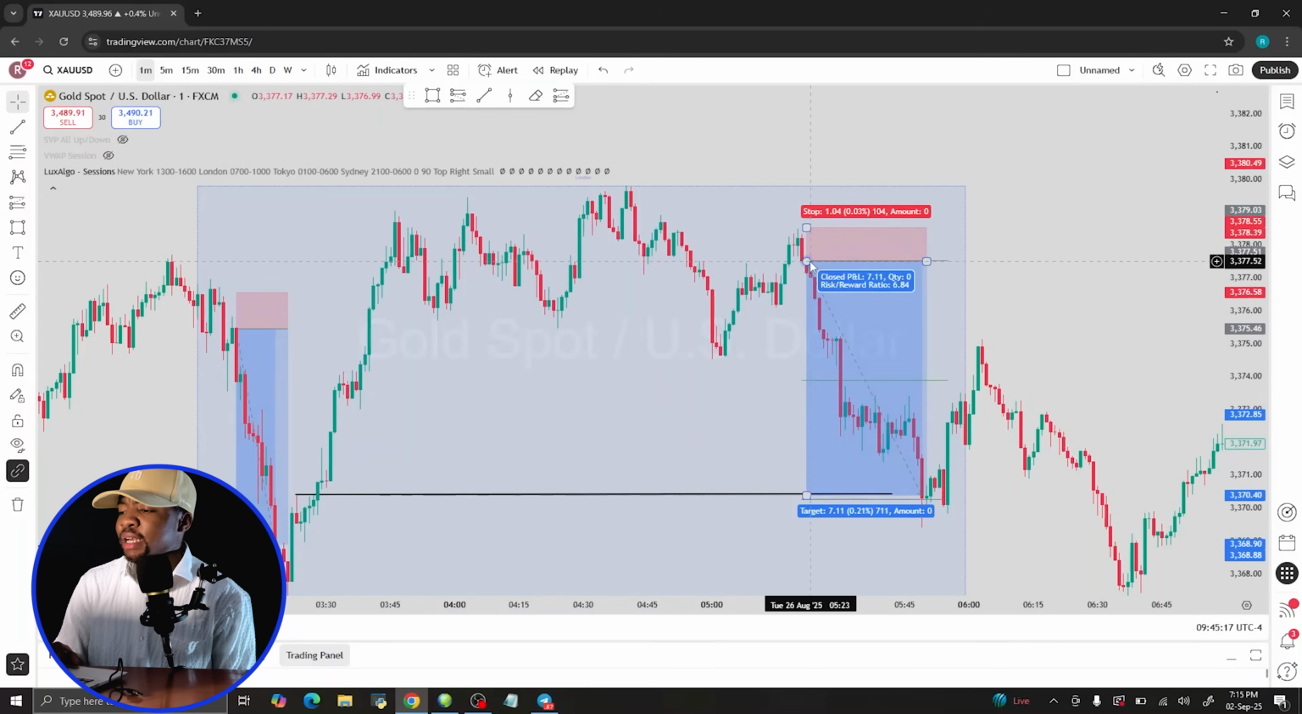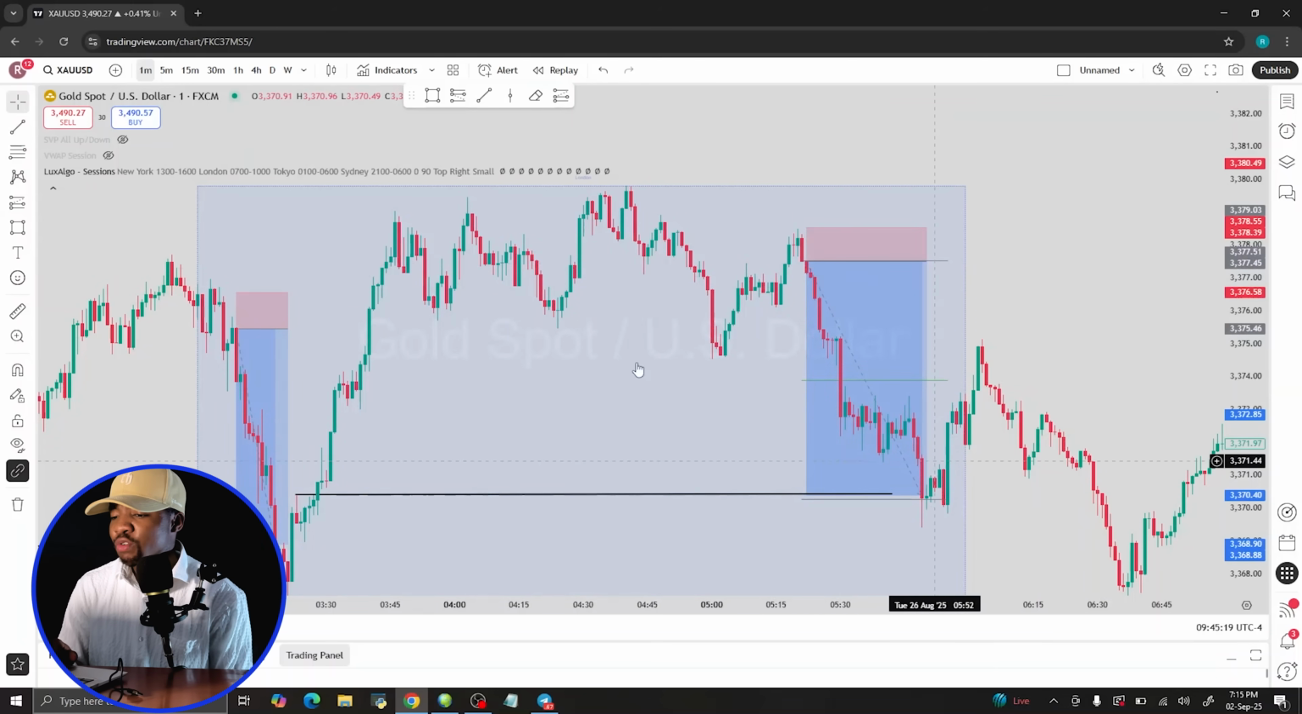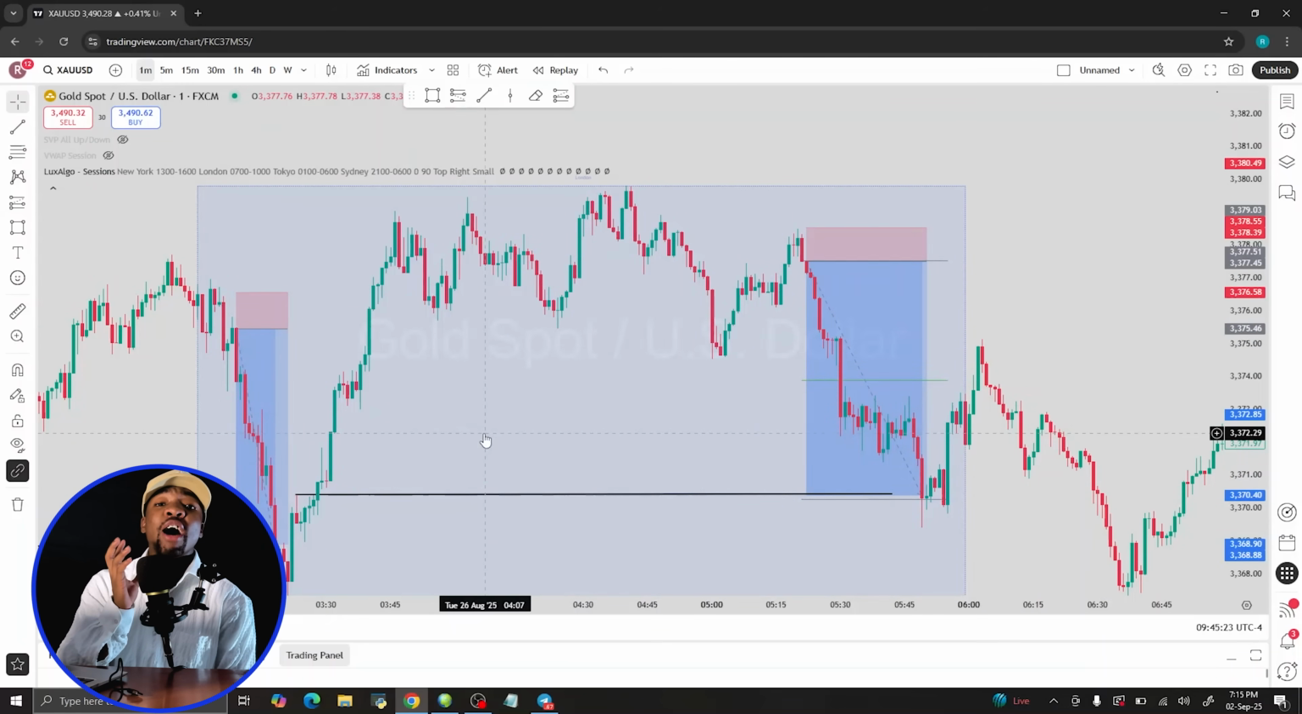So right here we got in and you can see zero drawdown. Same thing with this, zero drawdown. Because of what? Because we have these order flow tools that help us to see what other traders can see, 90% of what other traders cannot see.